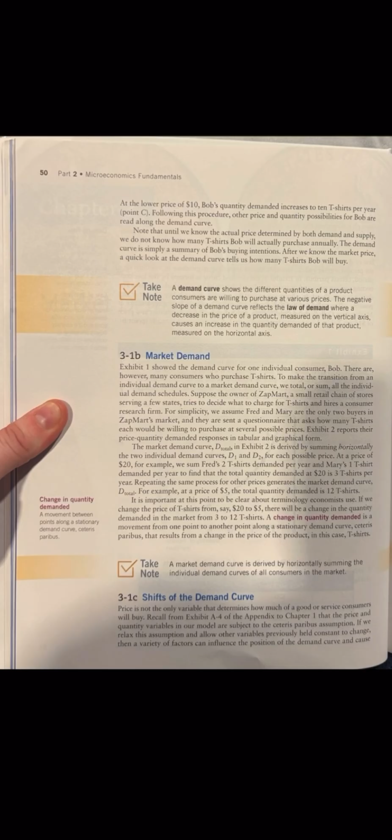After we know the market price, a quick look at the demand curve tells us how many t-shirts Bob will buy. Take note. A demand curve shows the different quantities of a product consumers are willing to purchase at various prices. The negative slope of a demand curve reflects the law of demand, where a decrease in the price of a product, measured on the vertical axis, causes an increase in the quantity demanded of the product, measured on the horizontal axis.